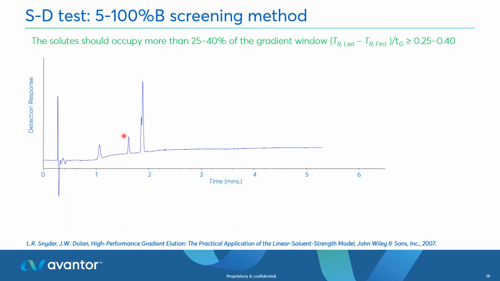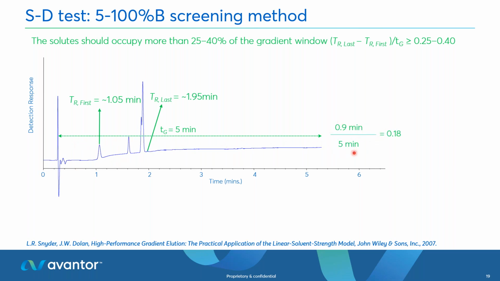So here, let me walk you through a chromatogram which exemplifies when we fail the Snyder-Dolan test with our sample. Here we do a gradient separation screening, 5 to 100% B, the Snyder-Dolan test, and let's look at that last eluting species minus our first eluting species, and divide that by the gradient time. We do that maths and we get a value of 0.18. Taking that criteria of the Snyder-Dolan test, you can see that it fails this criteria.